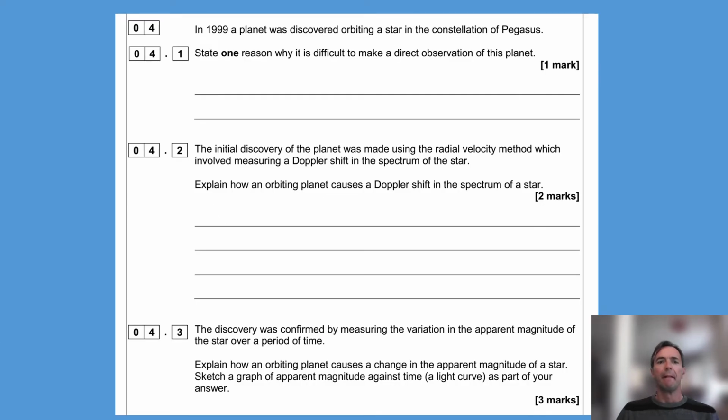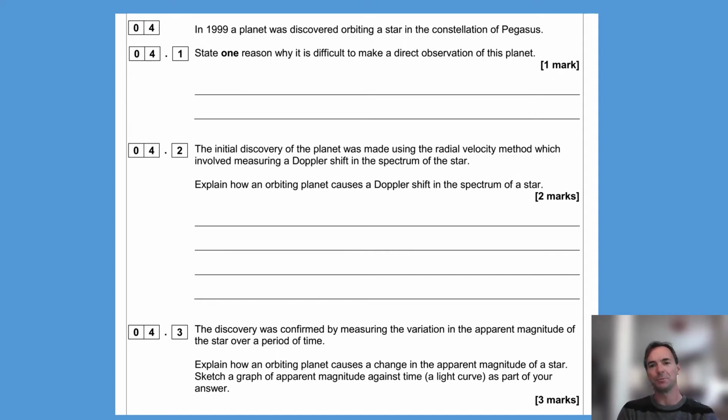Okay. Right, here we go. In 1999, a planet was discovered orbiting a star in the constellation of Pegasus. Step 1, give a reason why it's difficult to make a direct observation of this planet. Just as I said before, you can't see the planets directly because they don't give out enough light. They're dim, they're outshone by the nearest star, so put those into your own words, please.